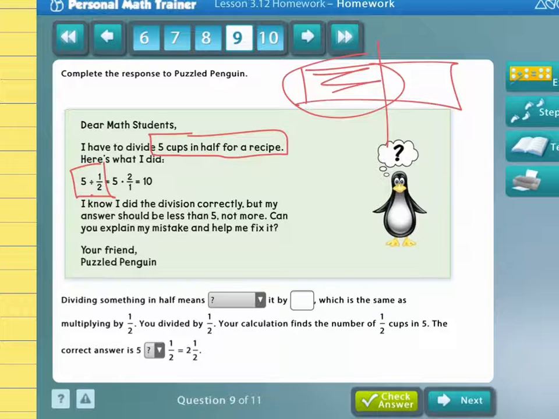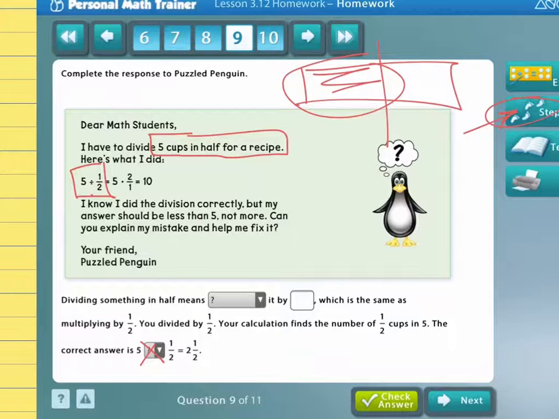Dividing something by a half means dividing it by 2, which is the same as multiplying by a half. So he divided by 1/2. That calculation finds the number of halves in 5 cups. The correct answer is 5 times 1/2, and that is 2.5. Anytime you're stuck on problems like this, make sure you click the step-by-step because I think that's going to help you unpack the problem.